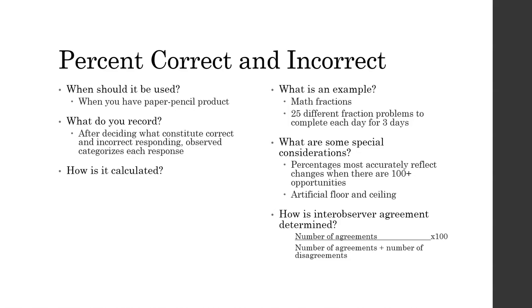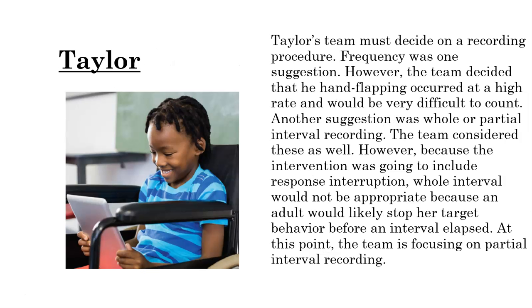Percent does not consider speed or fluency, and there may be an artificial floor or ceiling. But you take the number of correct responses and divide by the number of opportunities to respond. Perhaps math fractions. Some special considerations are those artificial floor and ceiling. And to get agreement, you just compare two grades: the number of agreements divided by the number of agreements and disagreements. But let's get back to Taylor.